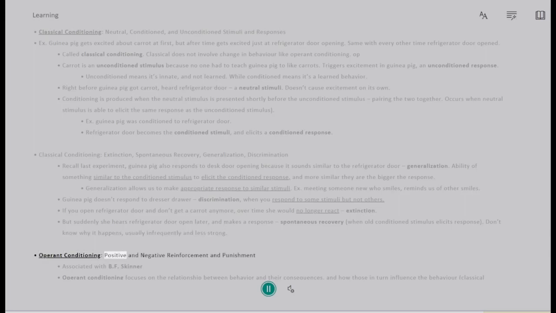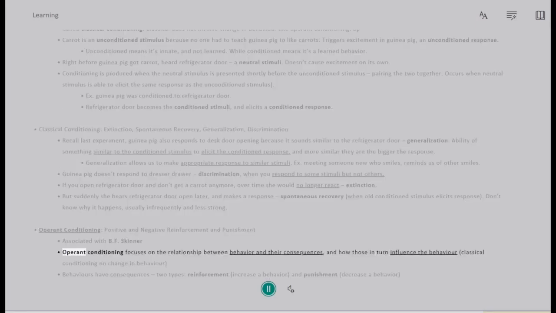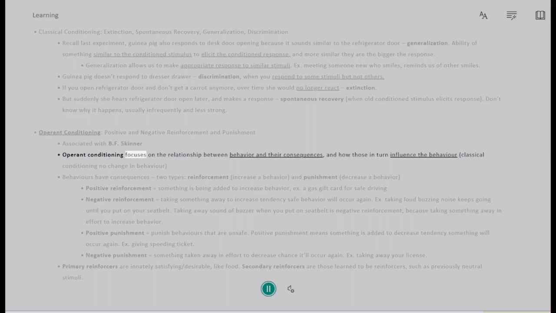Operant conditioning: positive and negative reinforcement and punishment. Associated with B.F. Skinner. Operant conditioning focuses on the relationship between behavior and its consequences, and how those in turn influence the behavior. In classical conditioning, there's no change in behavior. Behaviors have consequences, of two types: reinforcement, which increases a behavior, and punishment, which decreases a behavior.